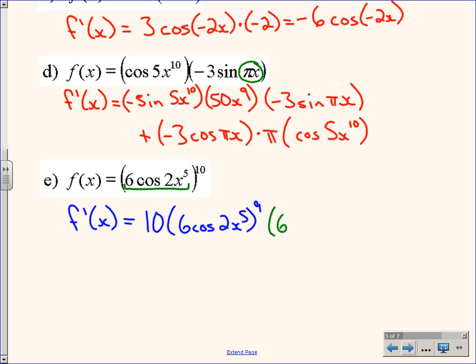I've got to be a little bit careful there, don't I? No, I'll do it this way. The 6 stays. The derivative of cos is minus sine. So I'm going to write it this way. If I'd been really clever, I would have written minus 6, but I wasn't really clever.